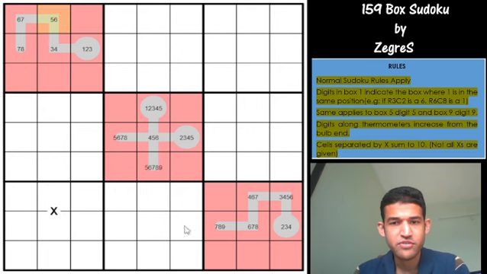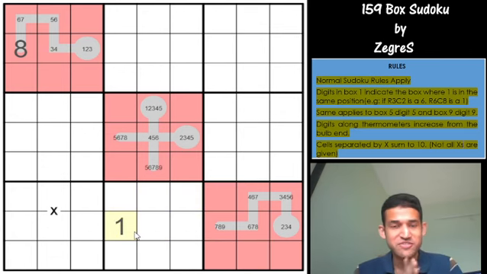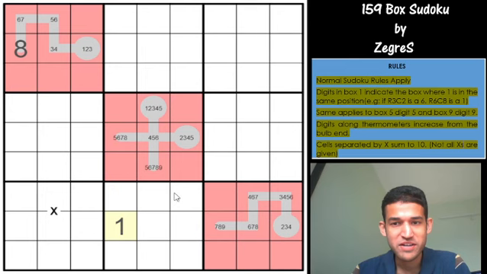So we get our first digit after about 20 minutes into the solve. So this is 8. So we go to box 8, place the 1 here. Oof, what a tough deduction, guys. After 20 minutes into the solve, you got a first digit, right?